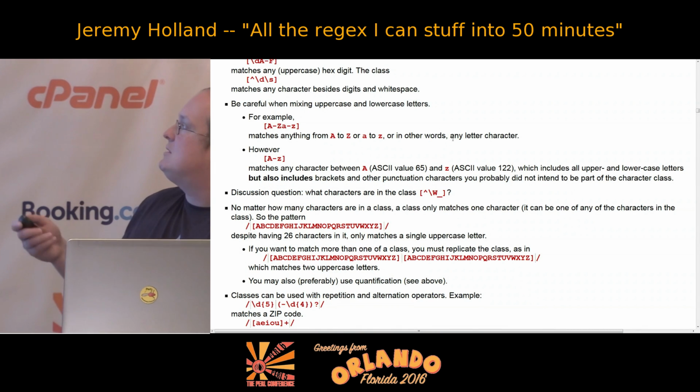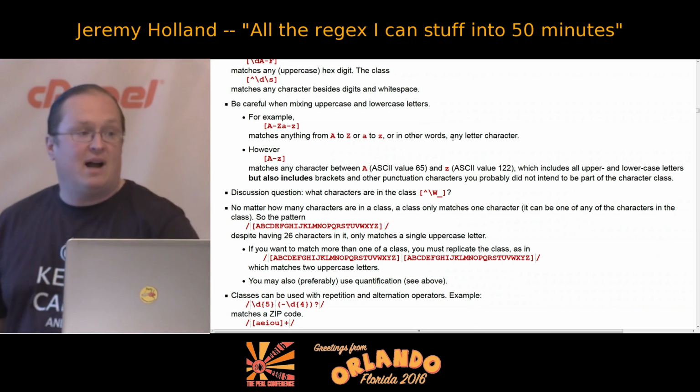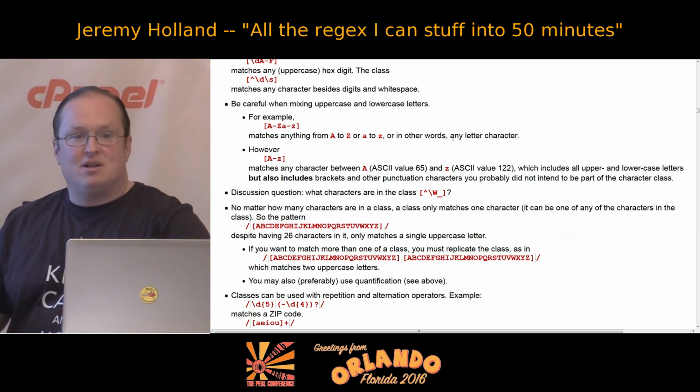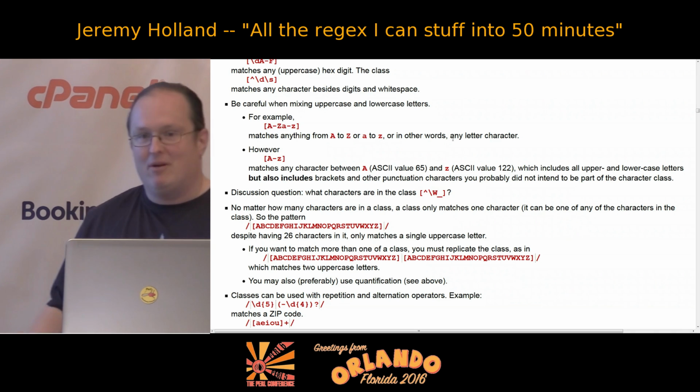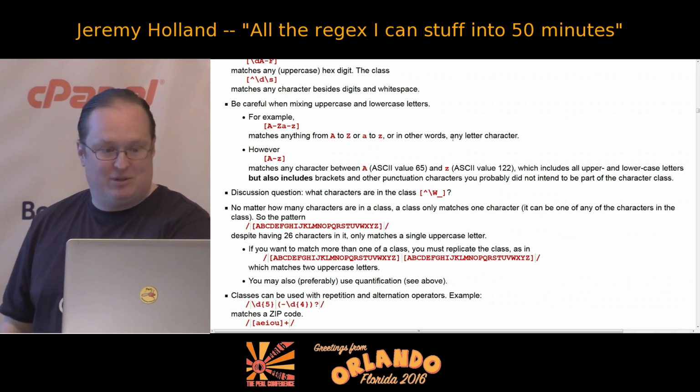So just another touchback to the ASCII-medical thing. Be careful when you're mixing upper and lowercase letters. If you do this, capital A through lowercase z, that will work fine. It will match all your letters, but it also matches that half a dozen characters that are in between the upper and lowercase letters in the ASCII table. And I'm so happy that whoever invented the ASCII table decided to put those in there.